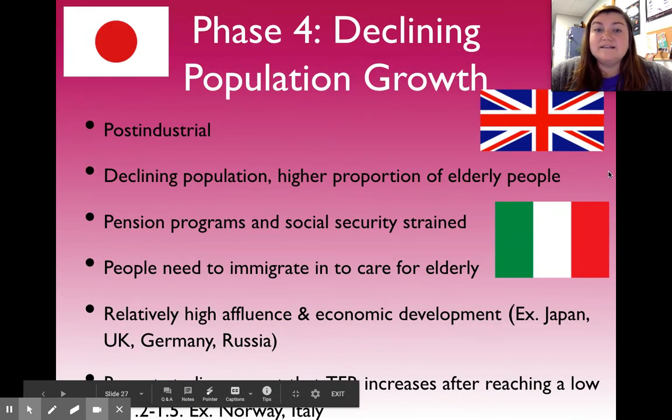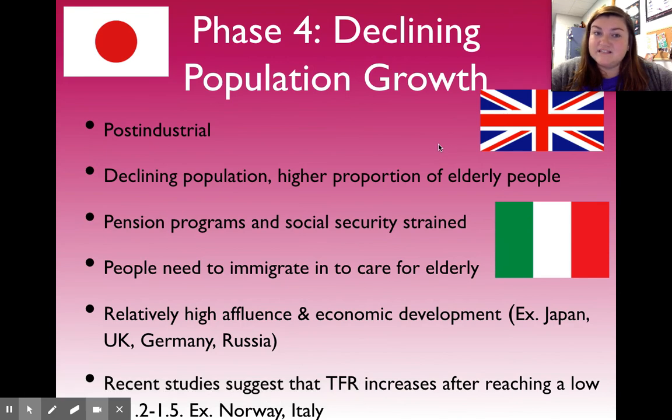Stage 4 is going to be declining population growth. This is post-industrial. Population is going down. There's a higher proportion of elderly people. Pension programs and Social Security start to get kind of strained. They're kind of struggling a little bit. And that makes sense because of that high proportion of elderly people. People need to immigrate in to care for the elderly.